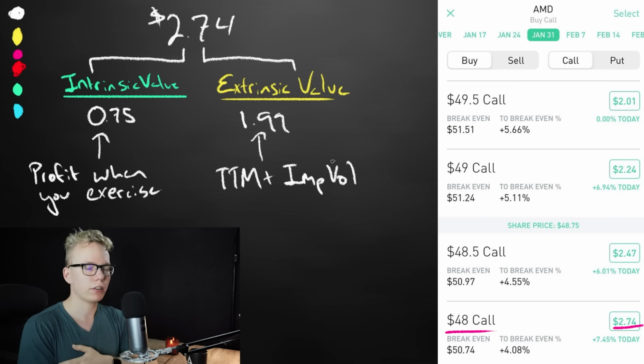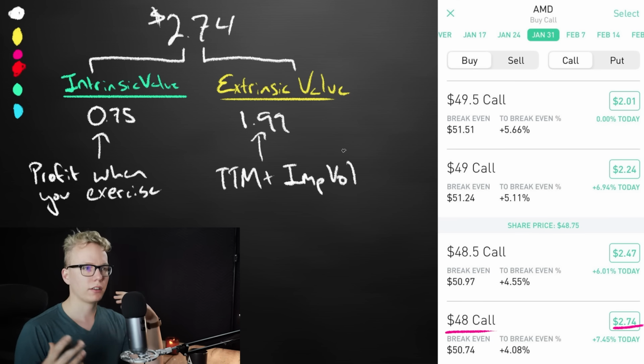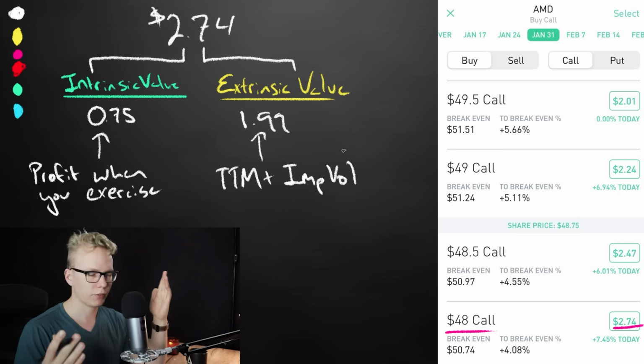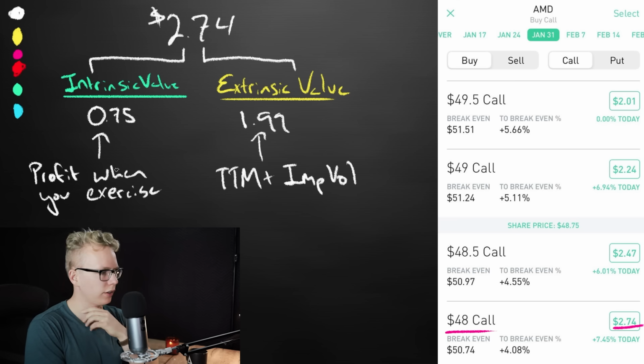So that volatility of the underlying stock is also priced into options. Volatility is only important if there's time for that volatility to act. Okay, so hopefully you can see how that's kind of combined together. So this is extrinsic value. So let's pop back over to intrinsic value here.